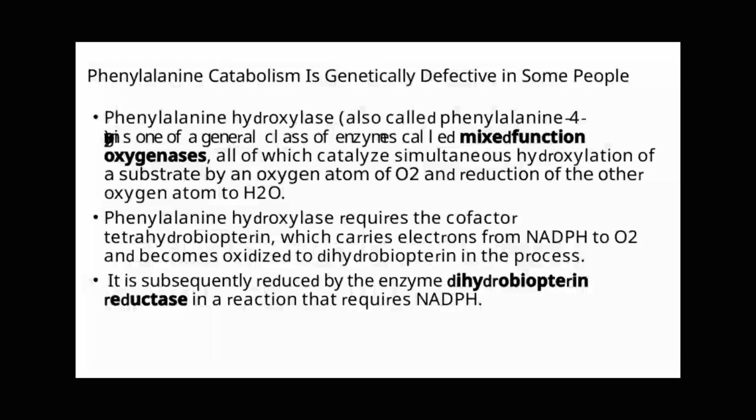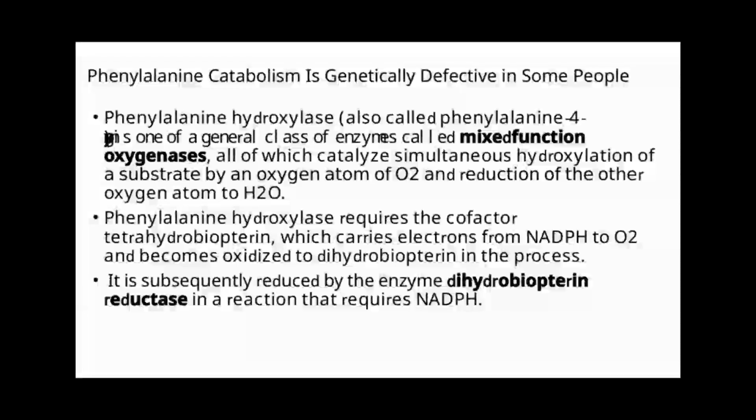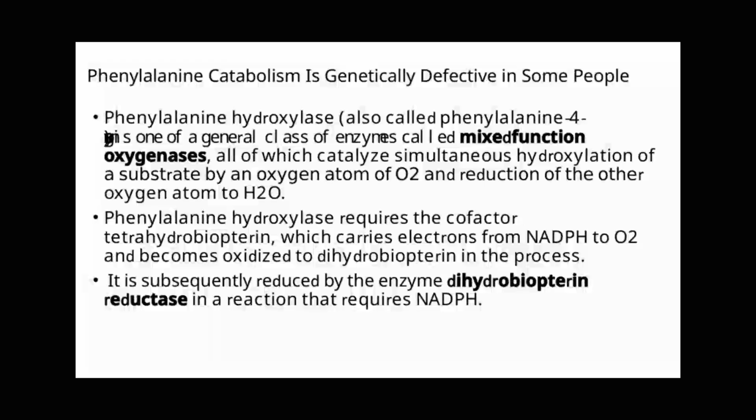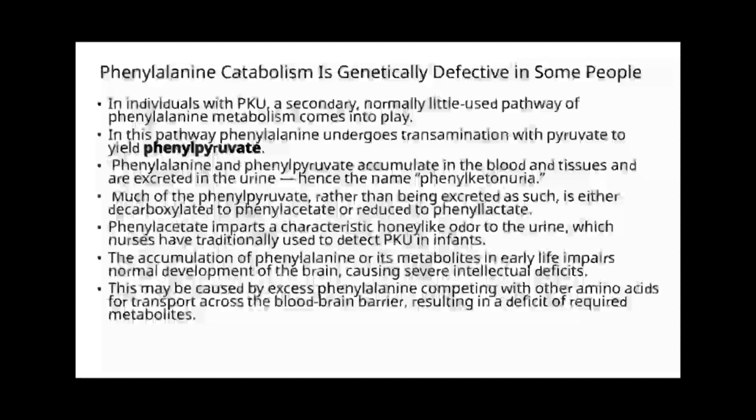In individuals with PKU, we see that a secondary pathway of phenylalanine metabolism comes into play, and this pathway isn't usually active in healthy people. Here, phenylalanine undergoes transamination with pyruvate, which produces phenylpyruvate. As a result, phenylalanine and phenylpyruvate tend to build up in the blood and tissues, and they are eventually excreted in the urine. That's actually where the name phenylketonuria comes from, referring to the phenylketones like phenylpyruvate found in the urine. Much of this phenylpyruvate doesn't just stay as it is. It can be decarboxylated into phenylacetate or reduced to phenyllactate.